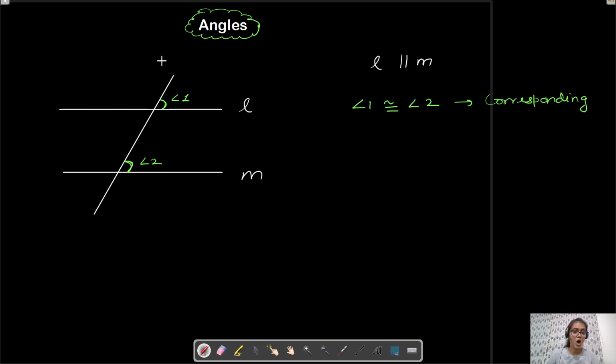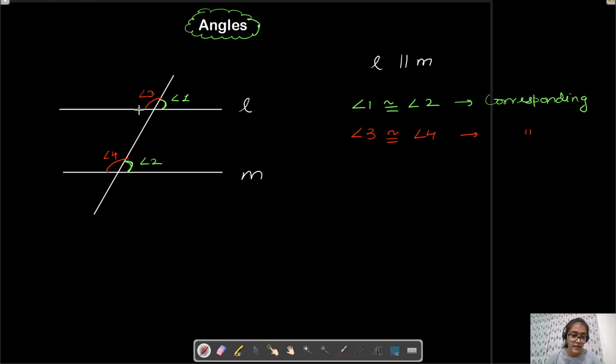Then similarly, on the left side of this transversal, we have another pair, this guy and this guy. So let's say that this is angle 3 and this is angle 4. So angle 3 and angle 4 will be also congruent. So angle 3 is going to be congruent to angle 4. They are also called corresponding angles. Then we see another pair which is called vertical angles, or they are also called vertically opposite angles.